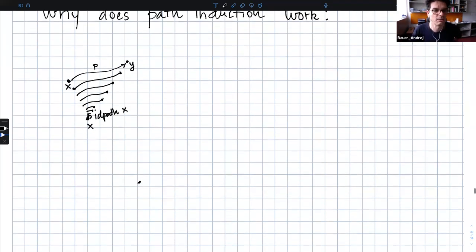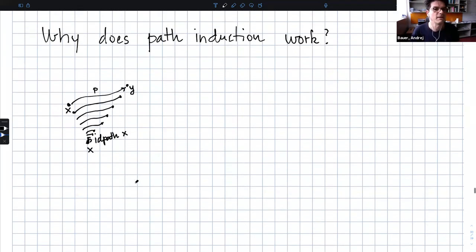Okay, so I just wanted to spend 3 minutes explaining why path induction works, because if you keep one endpoint at least, you see, actually we didn't have to move X. But if I'm allowed to move the endpoint of P, then I can have a path from P to the identity path.